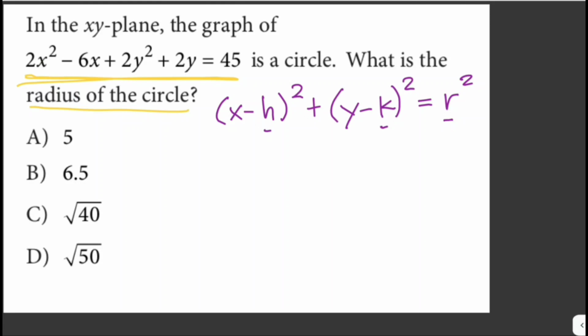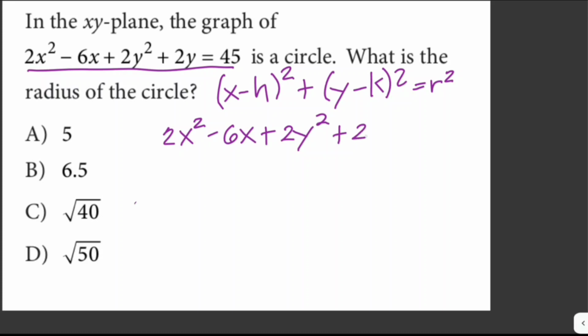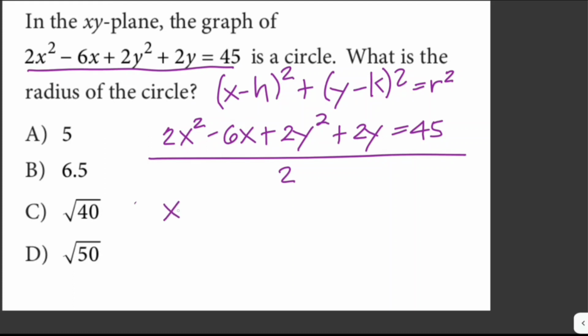So how are we going to do that? So we will group this equation into two. We divide them into two and then complete the squares. So let's do that. Let's simplify this equation first by dividing both sides by 2. So that would be 2x squared minus 6x plus 2y squared plus 2y equals 45 divided by 2. So our equation would become x squared minus 3x plus y squared plus y equals 22.5.